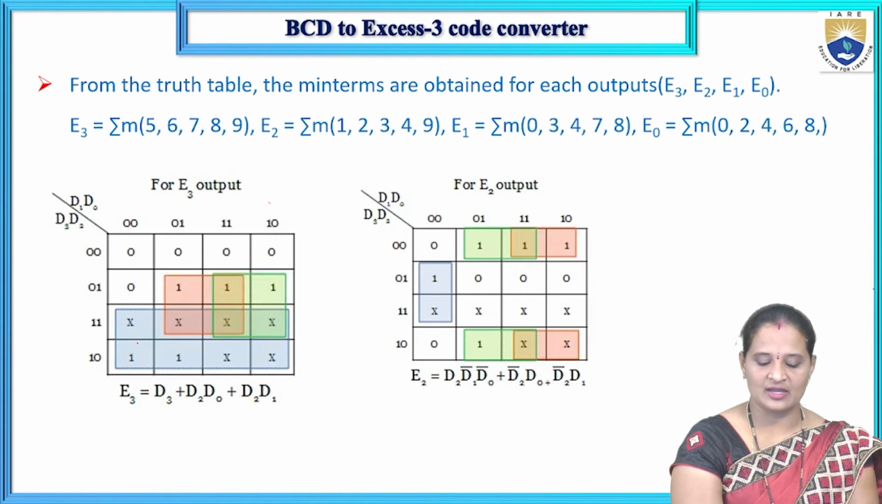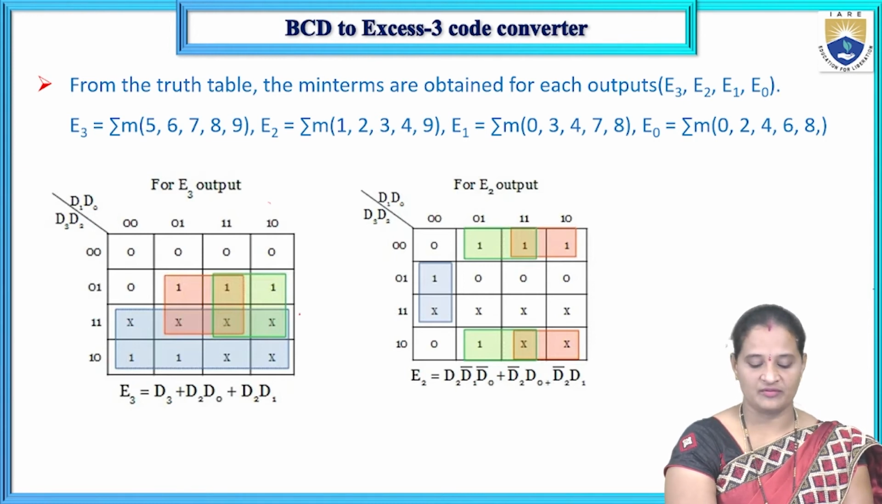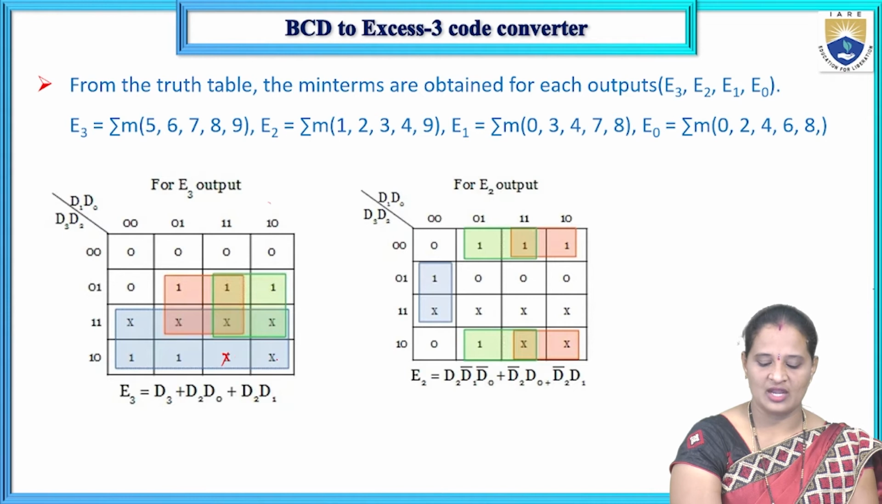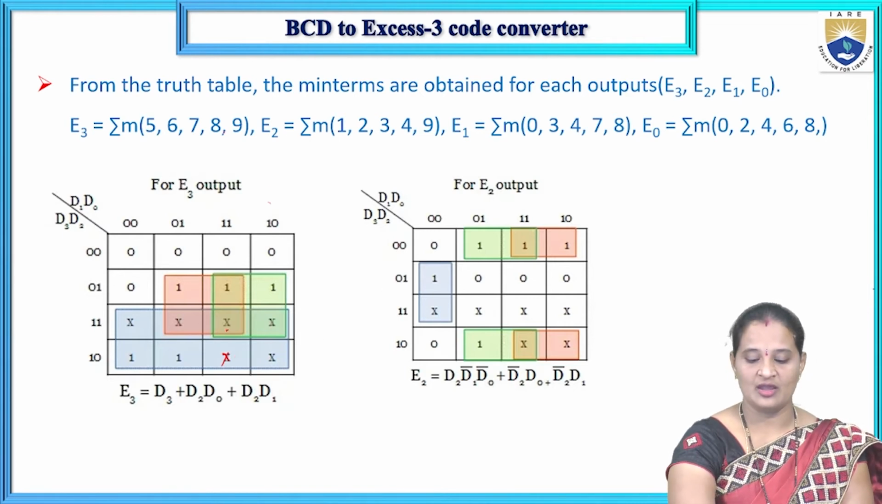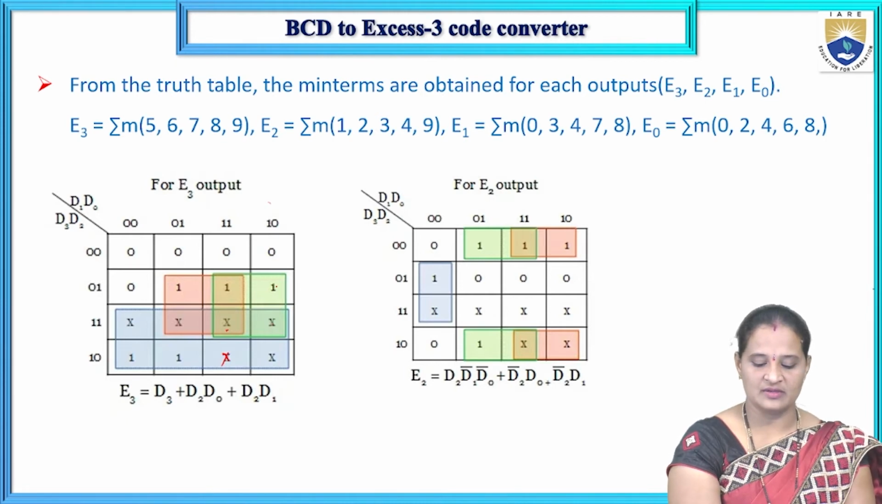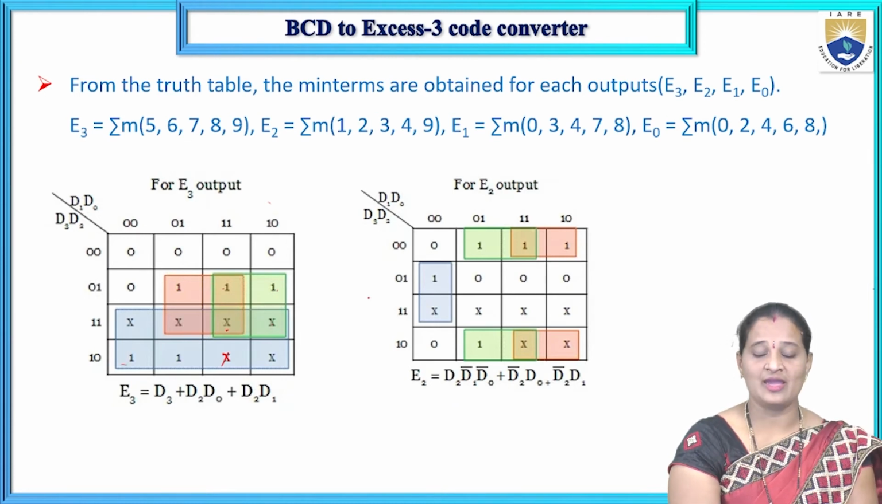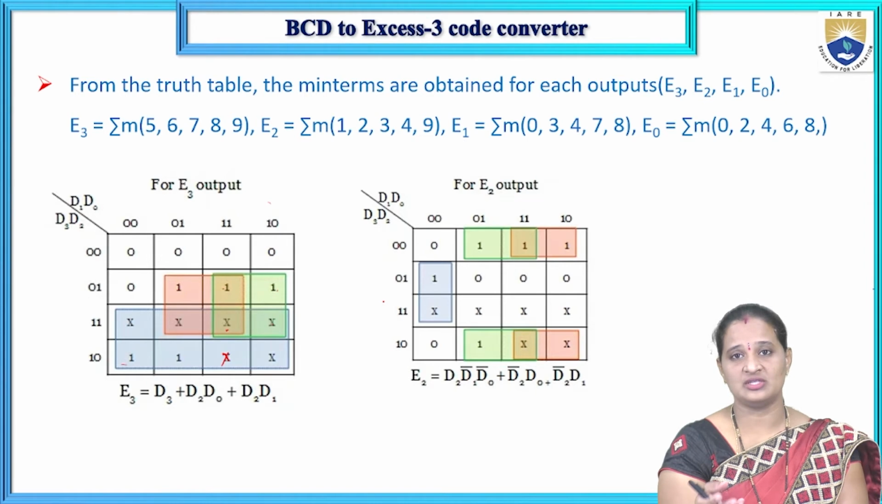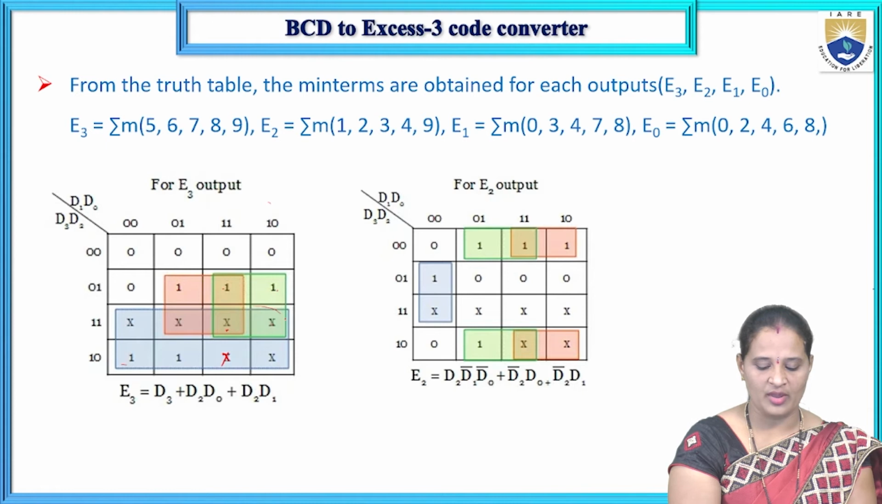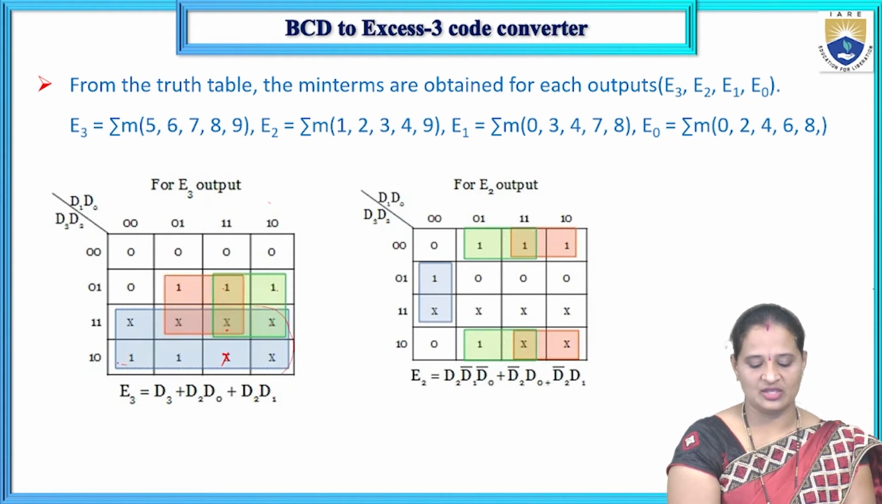So as I told you, 10, 11, 12, 13, 14, 15 are marked with don't care, whereas E3 is 1 for 5, 6, 7, 8, 9. So by looking at this, whenever we have don't care conditions, I can use them if I could form higher order groups. So I could form an octet such that these two ones are covered by including these don't cares. So that is why an octet was formed.